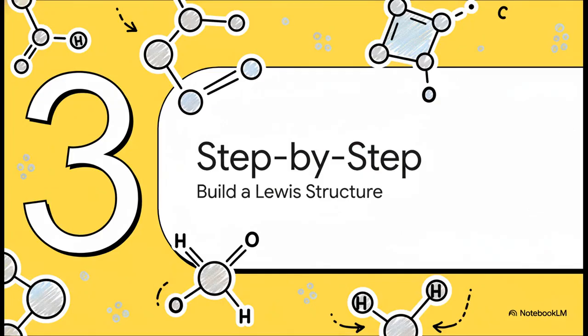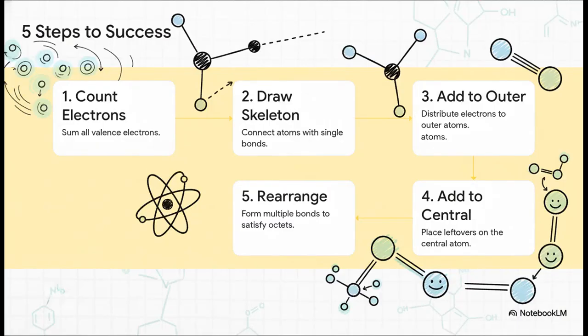Okay, we've got the symbols, we've got the rules of the game. Now let's put it all together. It's time to roll up our sleeves and walk through exactly how to build a complete Lewis structure for a real molecule. There's a pretty straightforward 5-step recipe you can follow every time.